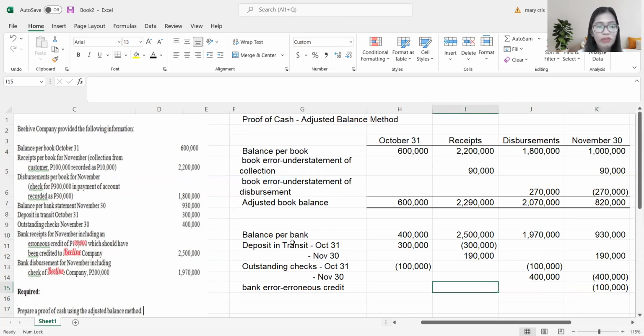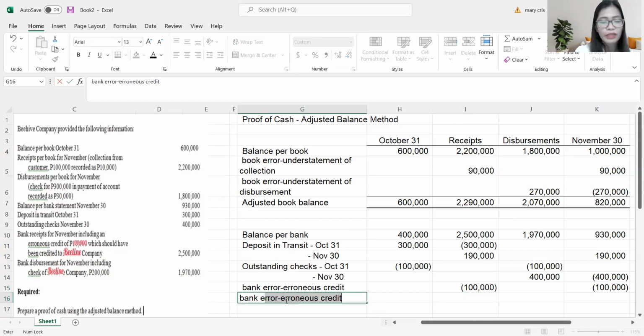So what happened to your bank receipts? Actually, it is overstated. Kasi dapat wala naman talaga yung credit na yun, pero ni-reflect siya doon sa records ng bank. So sobra, itong 2.5 million na to, sobra ito ng 100,000. Kasi nga, hindi naman sa kay Beehive yung 100,000, kundi kay Beeline. So let's deduct, no, the 100,000 erroneous credit.